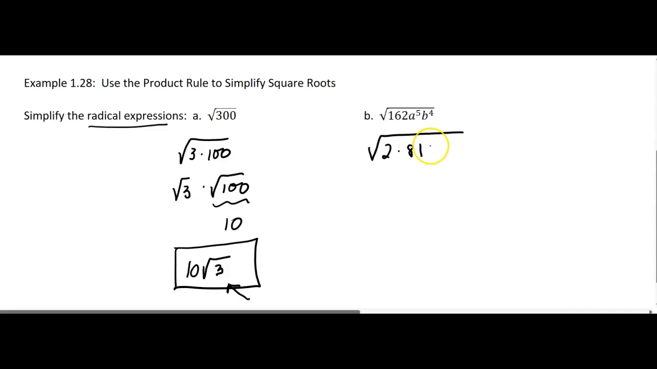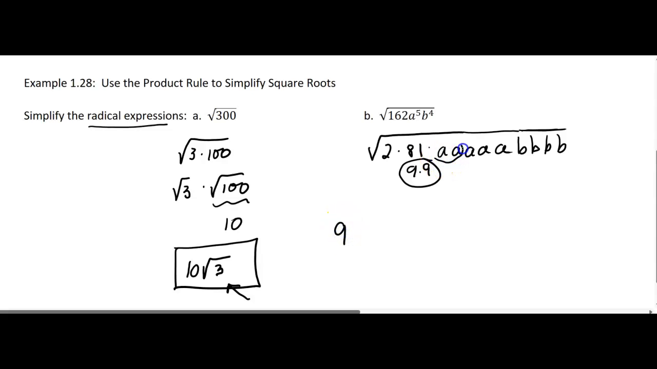Well, you can think of that a to the 5th as A, and this is one way to do it. And think of the b to the 4th as B. And then for every pair, think of 81 as 9 times 9. This is just another approach. That's 9 times 9, that's 9 squared, so the 9 gets to come out.